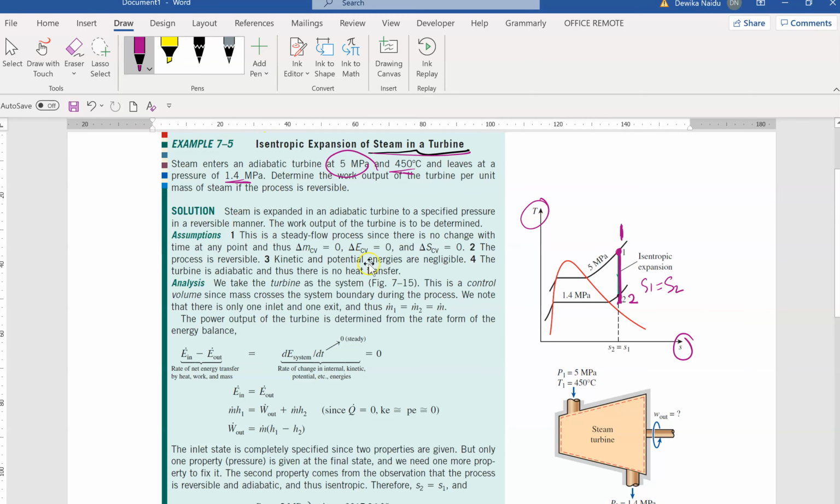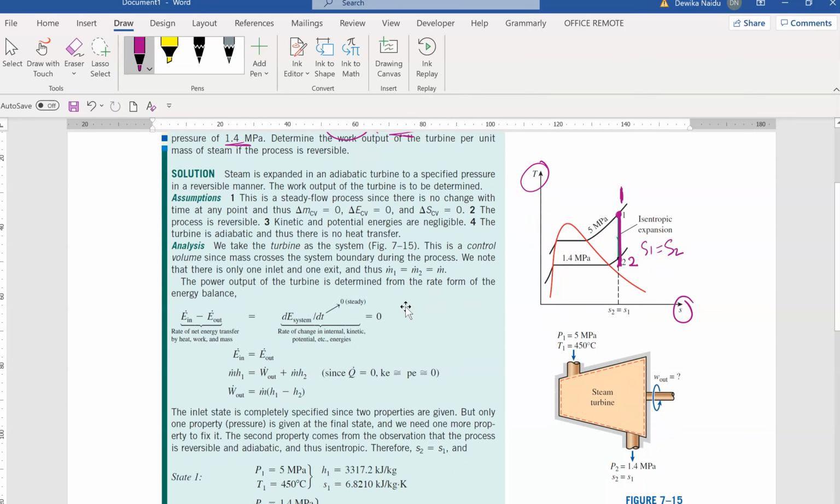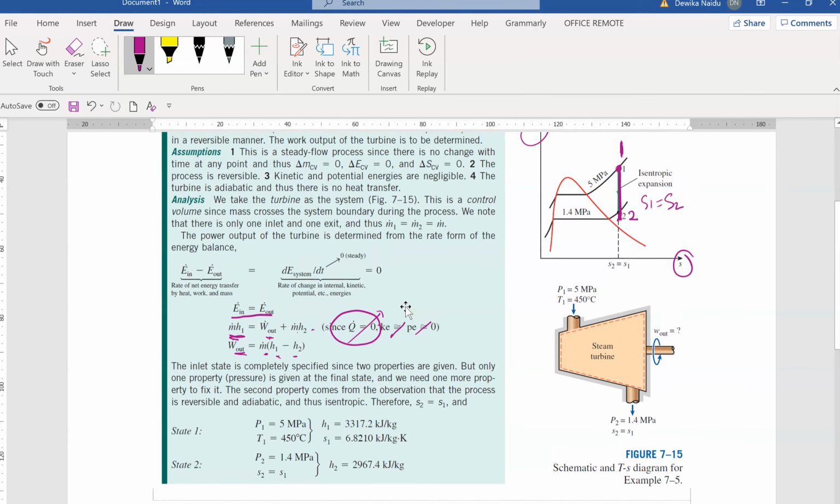Okay, next let's solve this question. For a steam turbine, remember from the previous chapter, E in equals E out. The next line would be m h1 equals work out. The turbine produces work, and in this case it's adiabatic, so Q is actually 0. They didn't mention the velocity, so KE is 0, PE is 0. There's no elevation change as well. That leaves us with m h1 equals work out plus m h2. Rearranging, work out equals m(h1 minus h2). So we need to find h1 and h2.